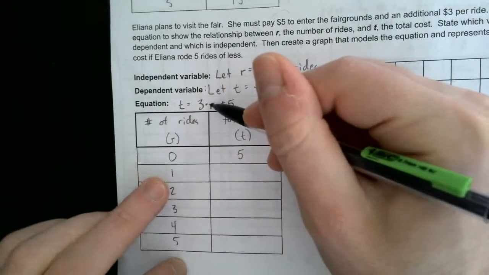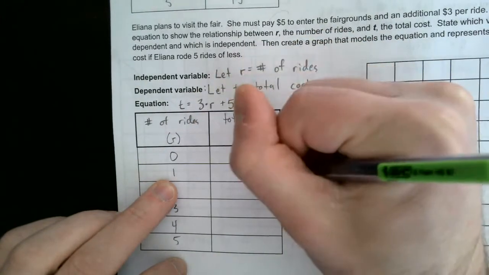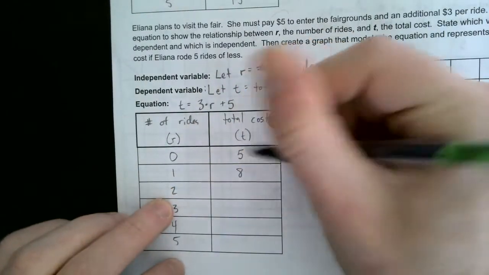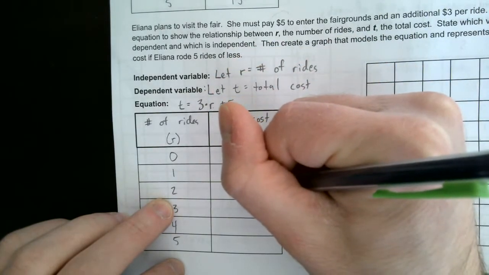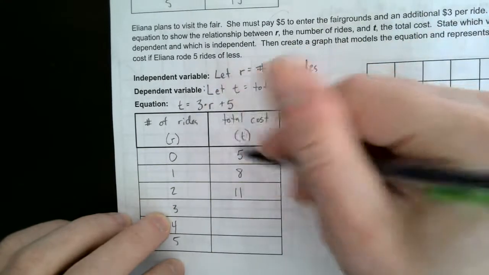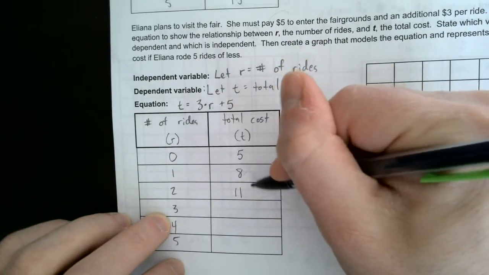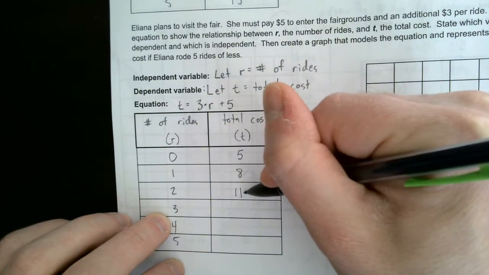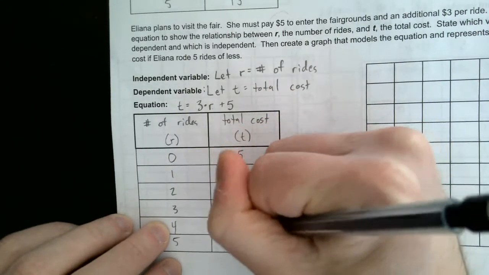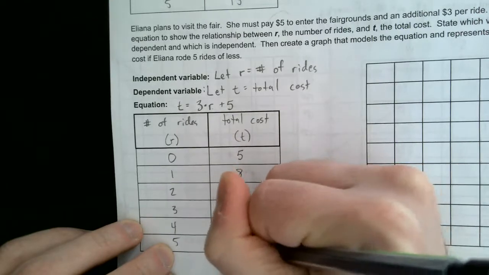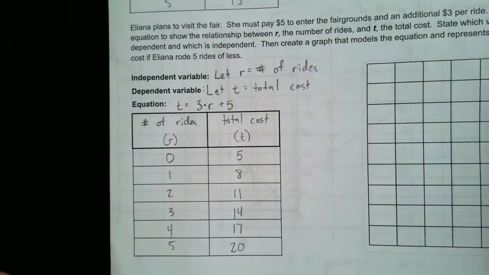3 times 1 is 3, plus 5 is 8. 3 times 2 is 6, plus 5 is 11. So it's going up by 3 each time, because each time she's riding another ride. So 11 plus 3 is 14. 14 plus 3 is 17. 17 plus 3 is 20. Now we can do our graph.